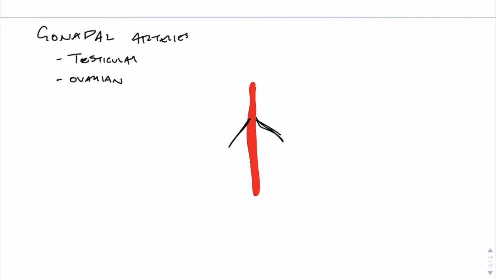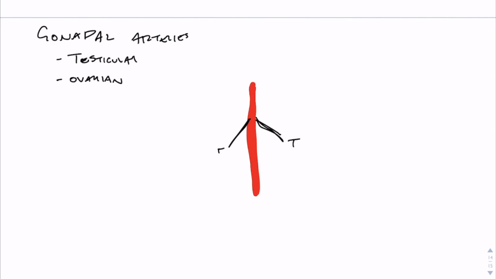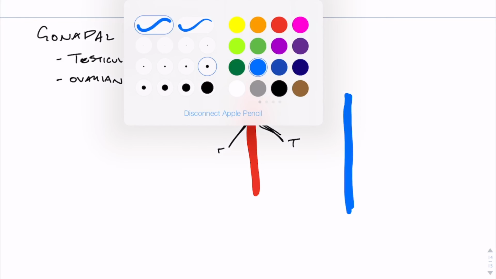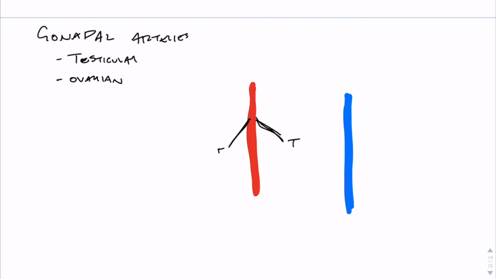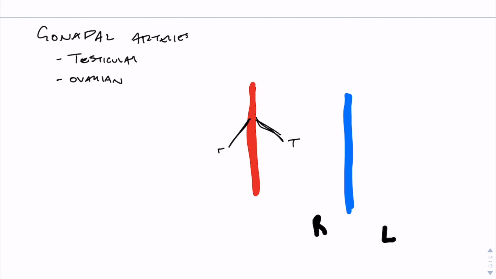Let's call this a male. So these are our testicular arteries going down to the testes. Now what I'm going to do is I'm going to draw the inferior vena cava. There's our inferior vena cava, pretty similar to the aorta. In this case, however, on the right side, so this is the right, this is the left. On the right side, that testicular vein is going to come straight up into the inferior vena cava.